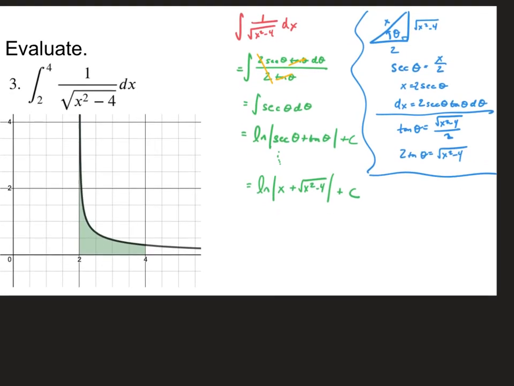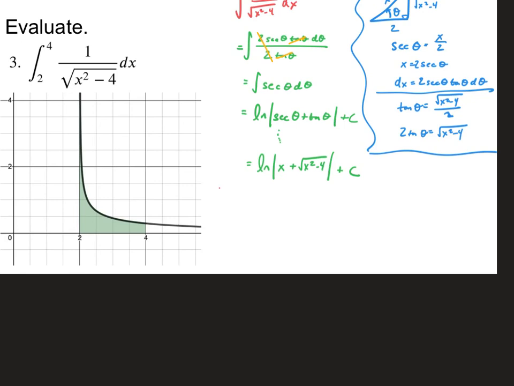Okay, let's keep going with this problem now. So now, let's put in the limits of integration, from 2 to 4. Remember that I'm going to have to use a limit to represent that 2, because it can't actually get to 2, but I want to approach it from the right-hand side of that graph. So I'll integrate from a to 4, and again, this is 1 over the square root of x squared minus 4 dx.